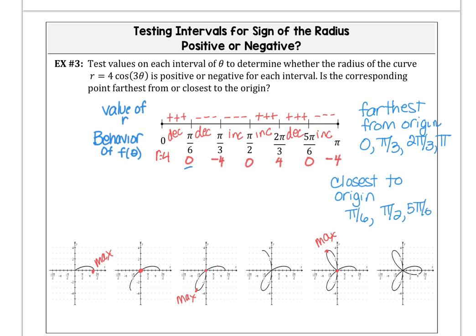You can see those are my zeros at the origin. And these are the maximums at 4, -4, 4, -4.